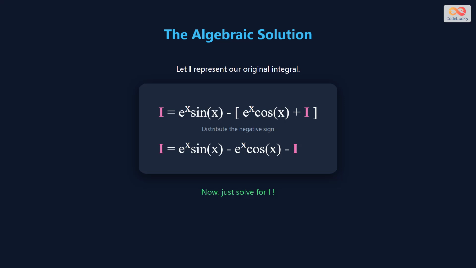This might look like a loop, but it's actually an equation. Let's call our original integral I. We can write the equation: I equals e to the x sine of x, minus the quantity e to the x cosine of x plus I. By distributing the negative sign, we get a linear equation where I is the variable we want to solve for.